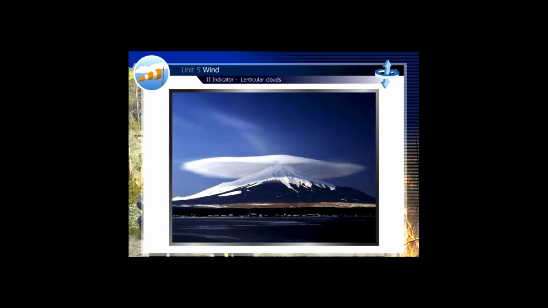The next indicator is lenticular clouds. They form over the crest of mountains and indicate moderate to strong, high-level winds aloft. These winds may surface in the afternoon, which could cause fire behavior hazards.